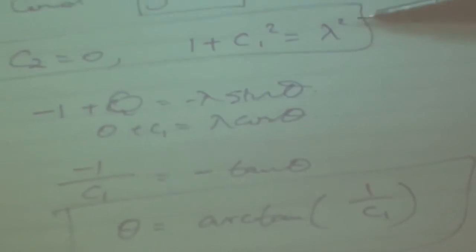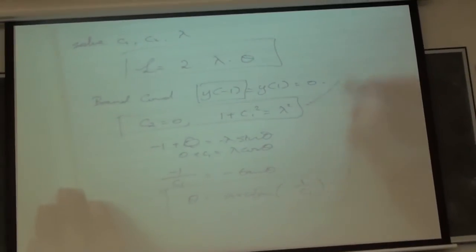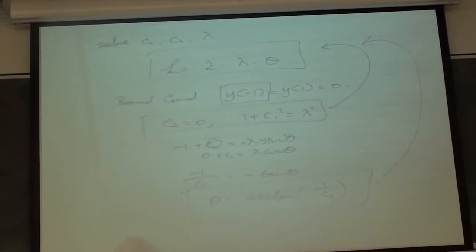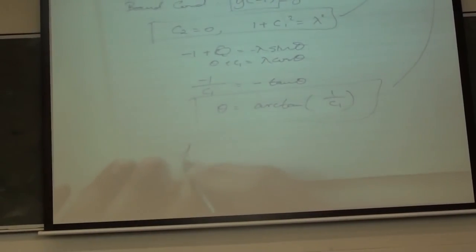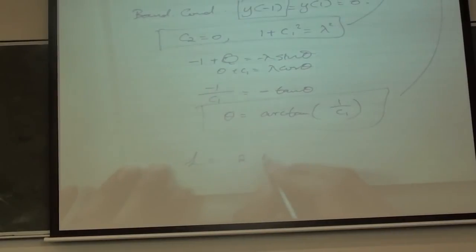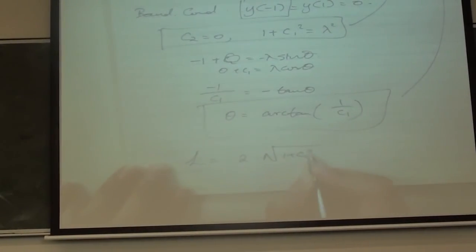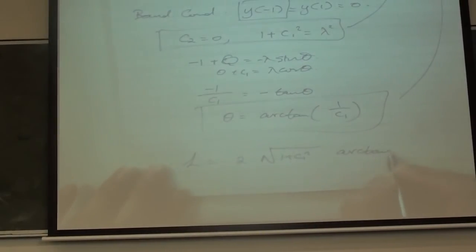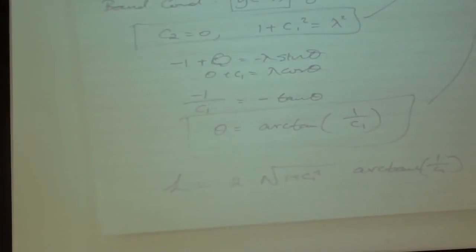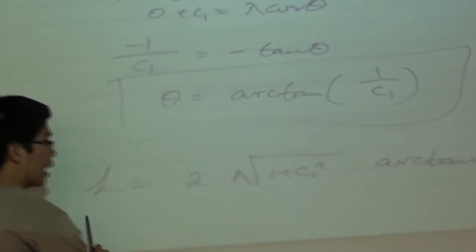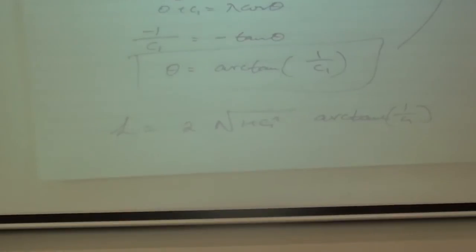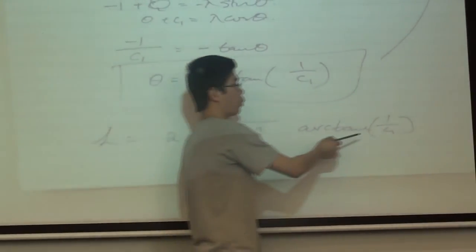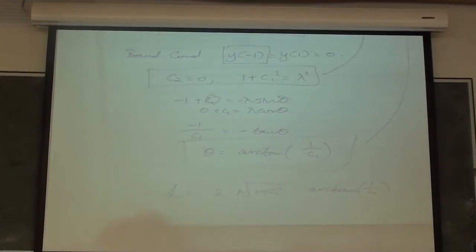So here we have got theta, and what we do now is substitute this back into the equation. If you do that substitution, you can see that 2 times lambda, where lambda is the square root, times the arctan of 1 over C1. Now I'd like to take a moment and think about this. Once I have this equation, if you give me an L, I can substitute L into this and calculate C1 numerically. Of course, I have to use a numerical method because there's no easy formula for the arctan inverse.